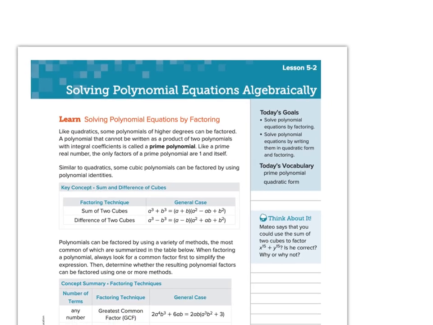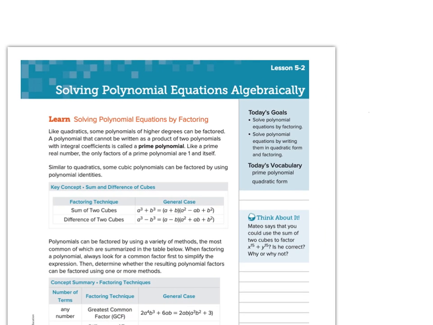Think about a prime number. A prime number is possibly 7 or 3 or 11, and these are numbers whose only factors are 1 and itself. So what we're talking about here is that a prime polynomial is one whose only factors are itself and 1. So we can't factor it any further.